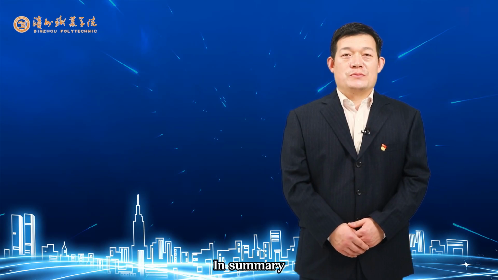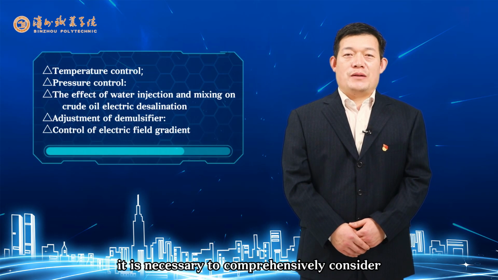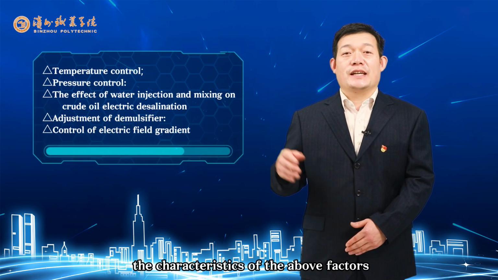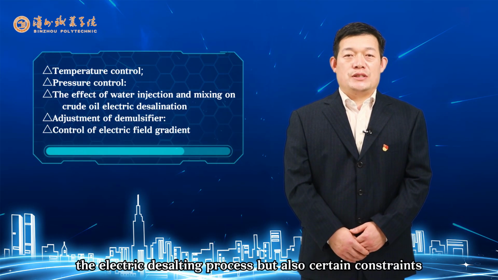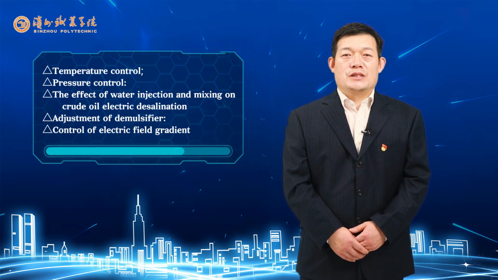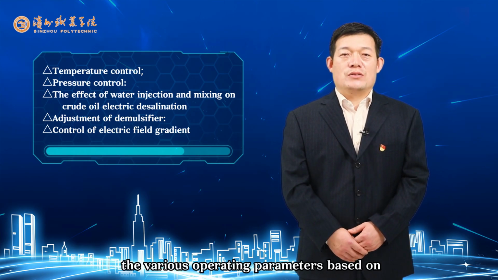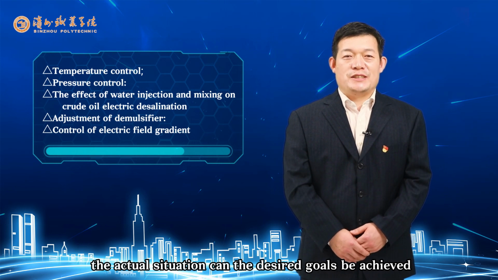In summary, to achieve the best electric desalting results, it is necessary to comprehensively consider the characteristics of the above factors. They each have their specific contributions to the electric desalting process, but also certain constraints, and they interact and complement each other. Only by reasonably coordinating and controlling the various operating parameters based on the actual situation can the desired goals be achieved.